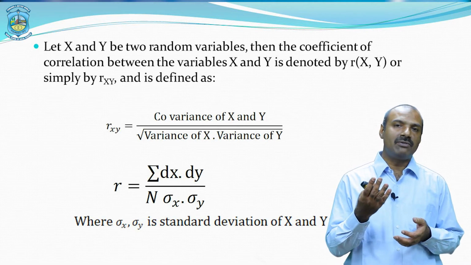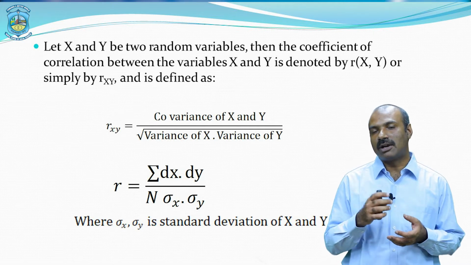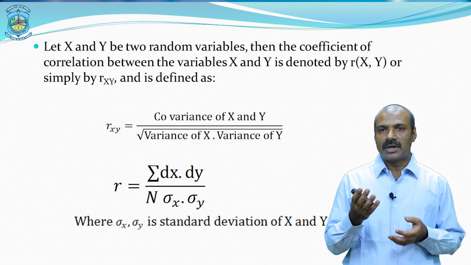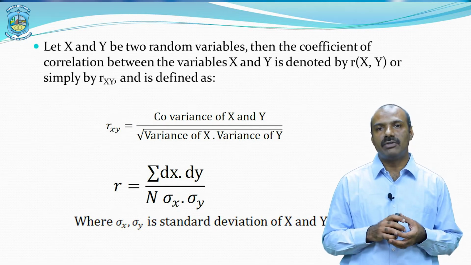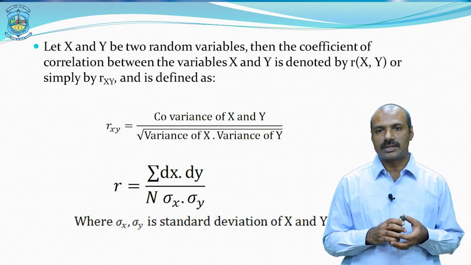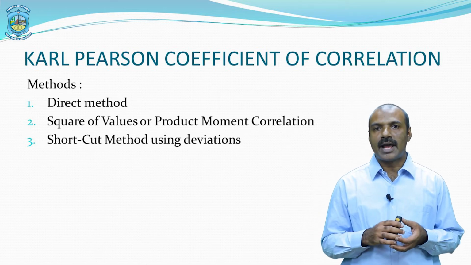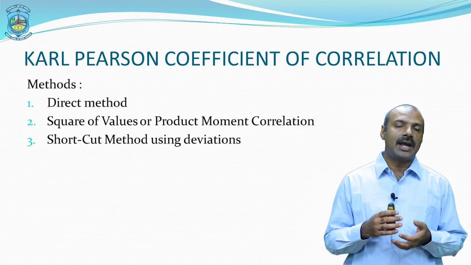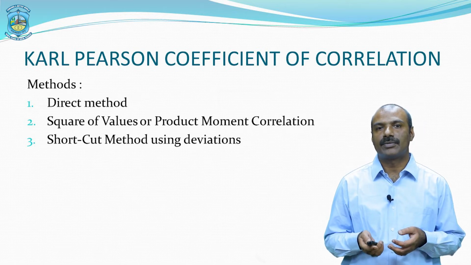Now, in this example, we have used two symbols, called sigma. Sigma is basically the 18th letter of the Greek alphabet. In uppercase, it is used as summation. In lowercase, we call it standard deviation. dx and dy are the deviations from their respective series. For Karl Pearson's coefficient of correlation, we have three different methods. The first is the direct method, the second is the square of values, also called the product moment correlation, and the third is the shortcut method, in which we use deviations.